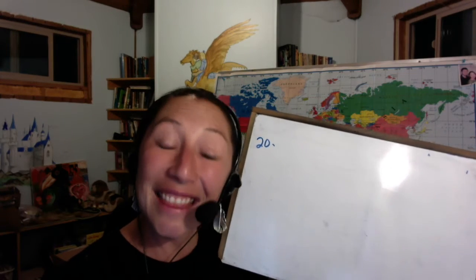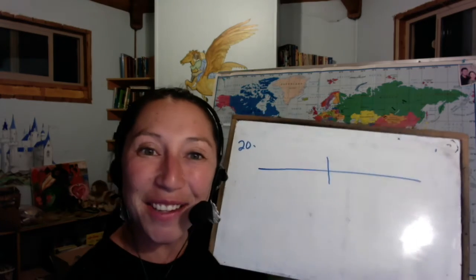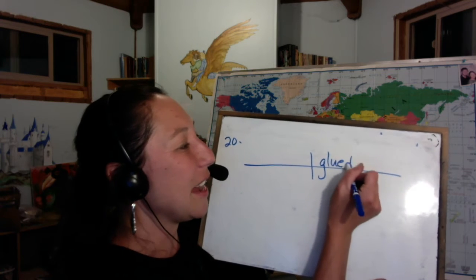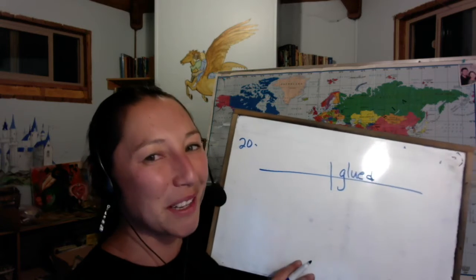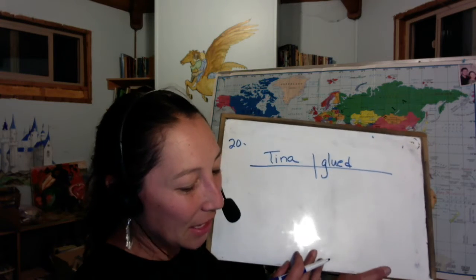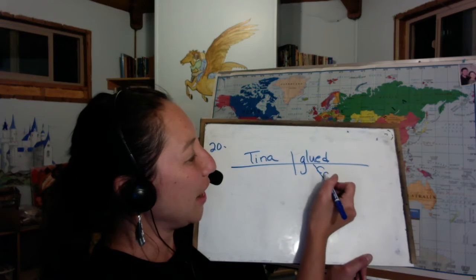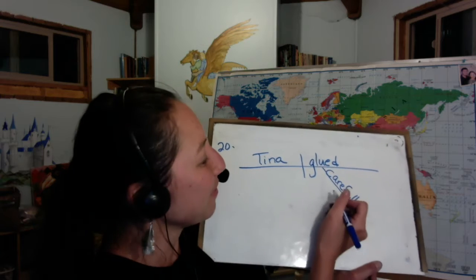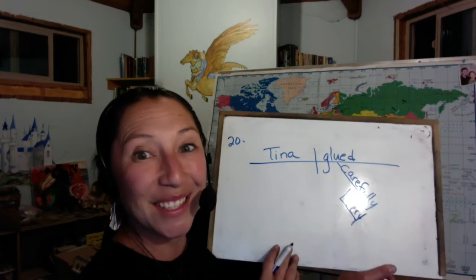Number 20, we're going to take their suggestion and look for the verb first. Look for the action verb. If you found glued, you're correct. Now I could ask the question, who glued? It's a who glued question. And if you said Tina, you're correct. Just how did she glue? She glued it carefully. But how carefully did she glue? Very carefully. What did she glue?